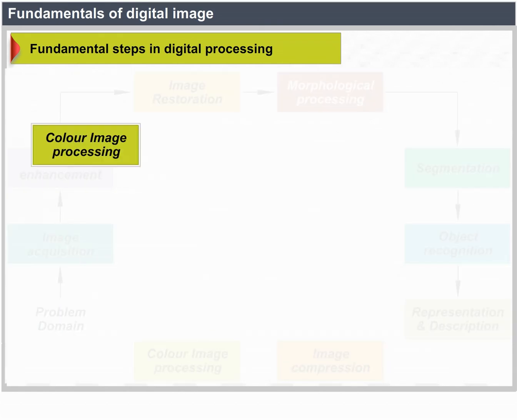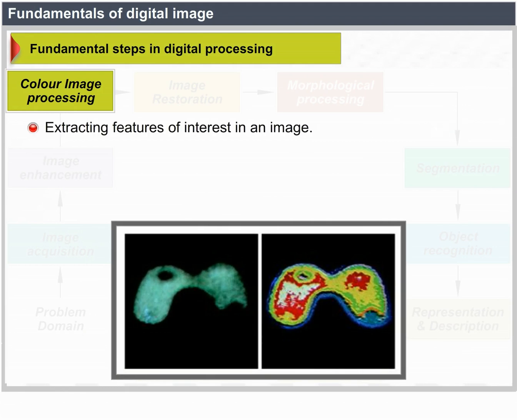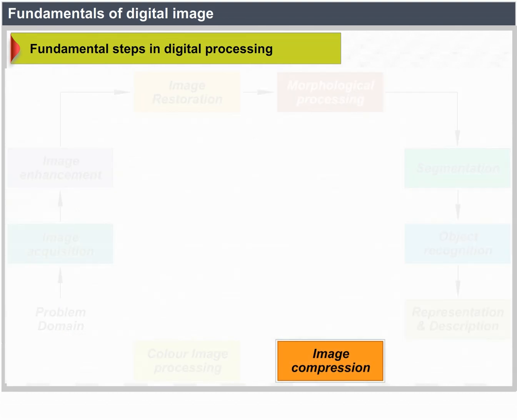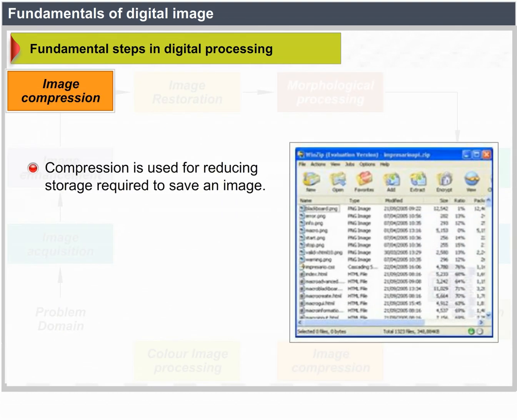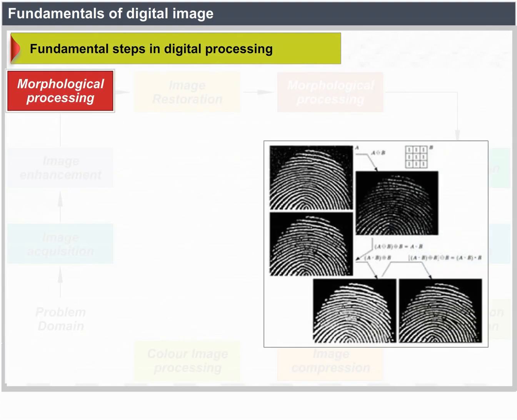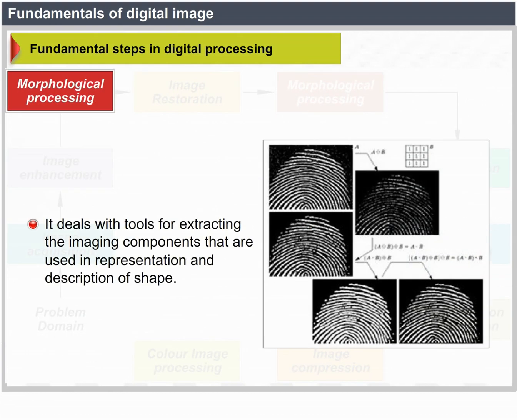Color image processing. Extracting features of interest in an image. This is an area that has been gaining in importance because of the significantly increased use of digital images over the Internet. Compression. Compression is used to reduce the storage required to save an image and the bandwidth required to transmit it. Morphological processing. It deals with tools for extracting the image components that are used in representation and description of shape.